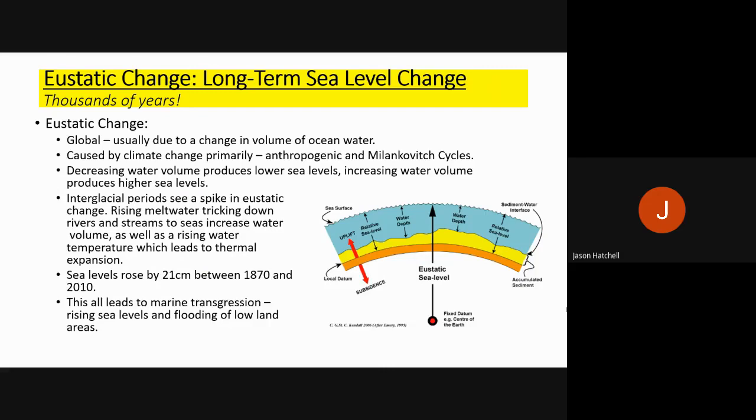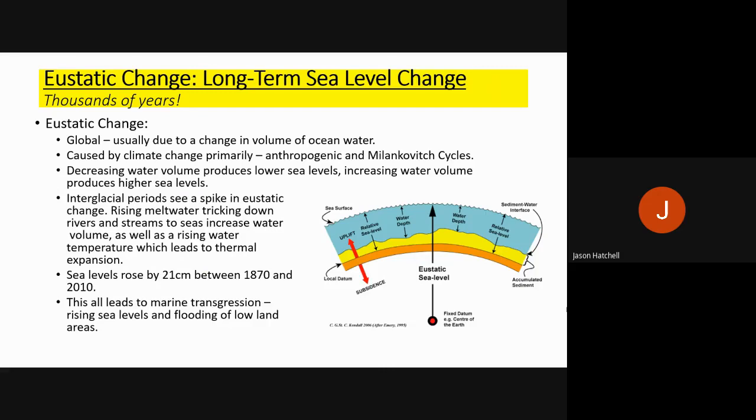Decreasing water volume produces lower sea levels, but increasing water volume produces higher sea levels. Thermal expansion, for example, produces higher sea levels. Interglacial periods, such as today, where glaciers are melting, see a spike in eustatic change. There's rising meltwater trickling down from rivers and streams into seas, and that increases the volume of the water and also increases the temperature of the water as well. So sea levels rose by 21 centimeters between 1870 and 2010 as a result of this interglacial period.